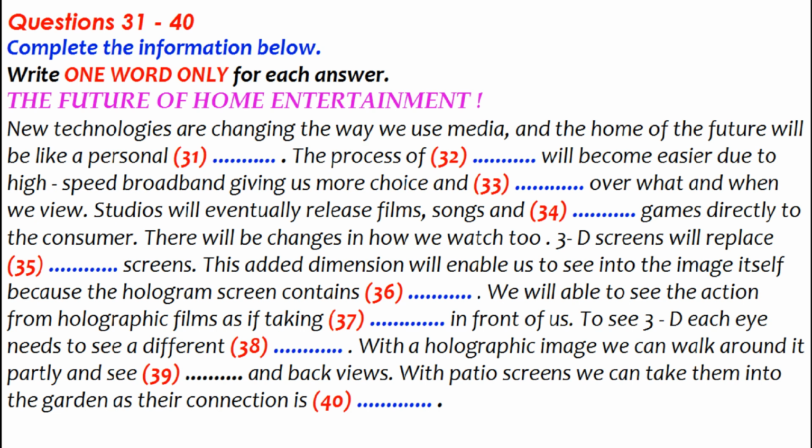Now, most home entertainment these days is delivered over wires, but this is changing thanks to high-speed broadband. Downloading will become easier, and studios will eventually release movies, songs, and video games directly to the consumer. So, for example, instead of a film opening on the big screen and eventually appearing on television, video, and the internet, it can appear in all formats at once. This means that we will have more choice and control over the media we use.